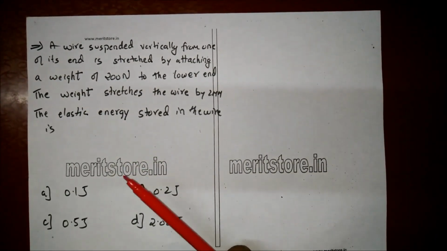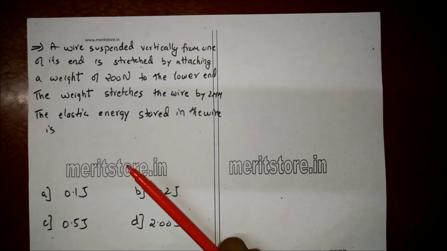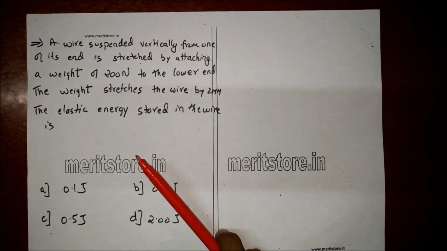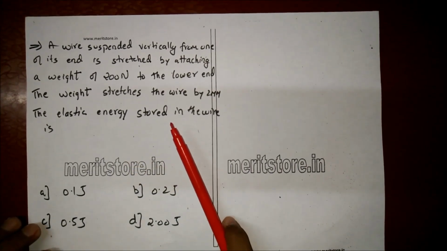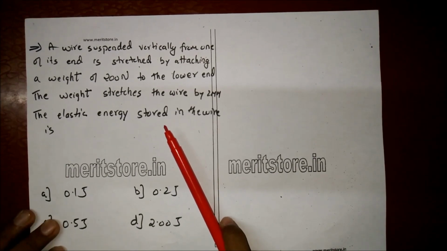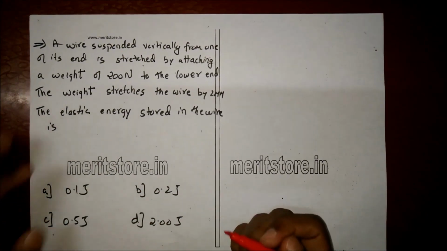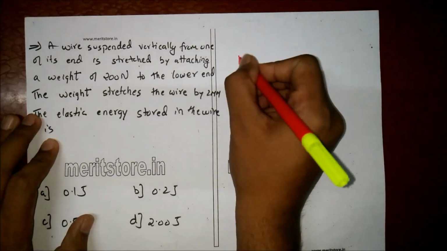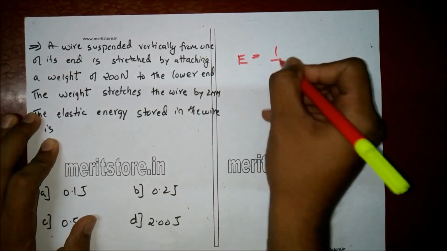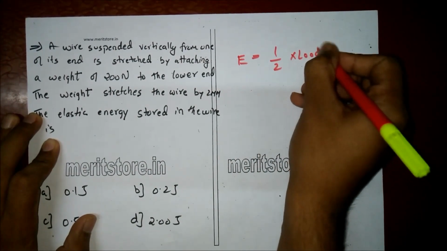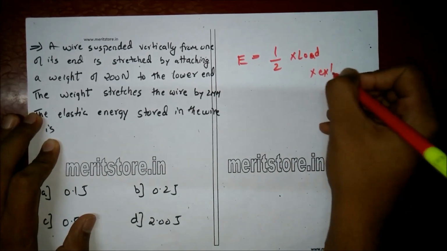A wire suspended vertically from one of its ends is stretched by attaching a weight of 200 newtons to the lower end. The weight stretches the wire by 2 millimeters. The elastic energy stored in the wire is? Now the elastic energy E is given by the formula half into the load into the extension.